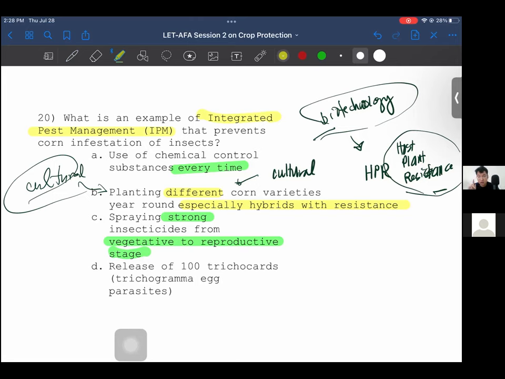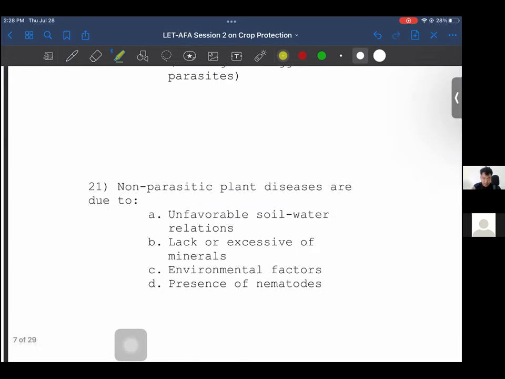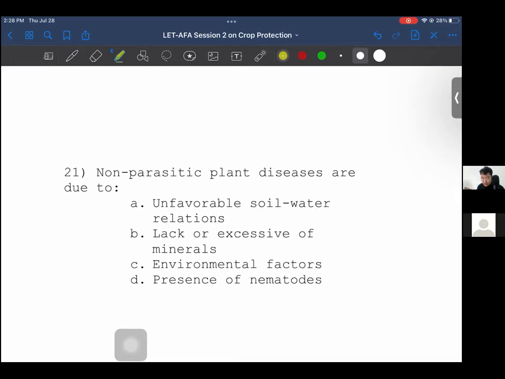Okay, so let us discuss one more before we take a break. Ito. Number 21, non-parasitic plant diseases are due to A, unfavorable soil-water relations, B, lack or excessive amounts of minerals, letter C, environmental factors, or letter D, presence of nematodes. Again, non-parasitic plant diseases are due to unfavorable soil-water relations, lack or excessive amounts of minerals, environmental factors, and presence of nematodes.